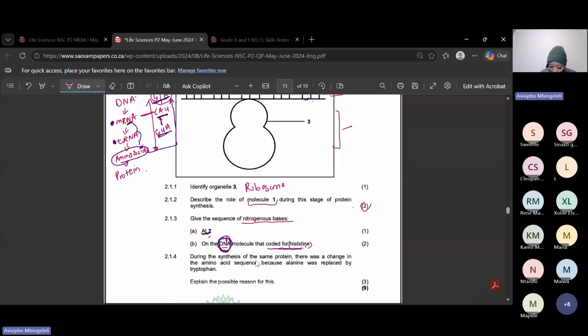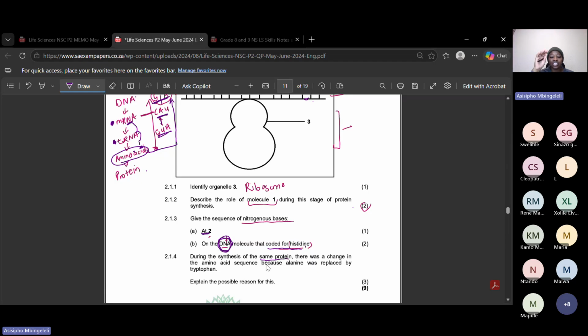So 2.1.4 is a mutation question. During the synthesis of the same protein, meaning during the process of making the same protein that was made here in this diagram, there was a change. When we speak about a change, we speak about mutation. We did this in detail, right? And I said, this is your application question, because when we speak about mutation, we normally speak about gene mutation here in DNA, right? And then we speak about chromosomal mutation in meiosis.